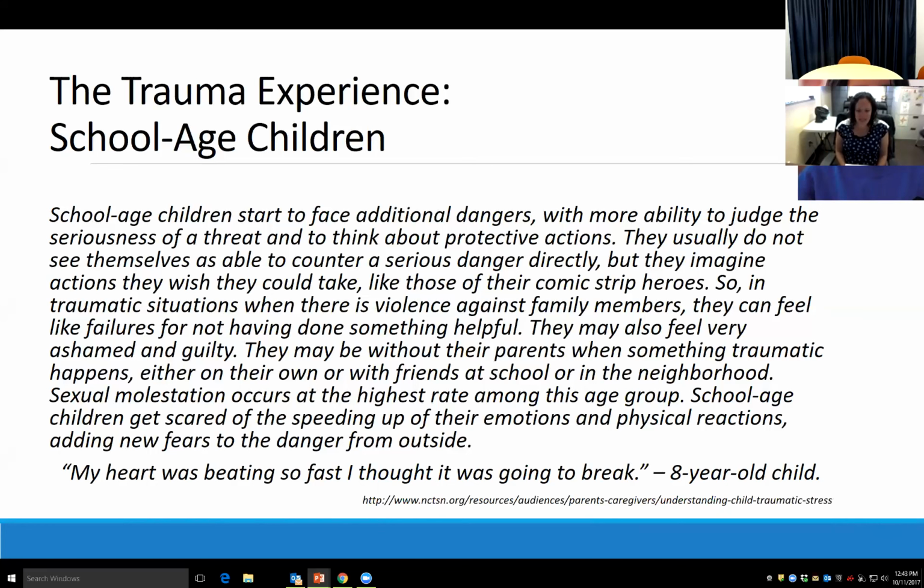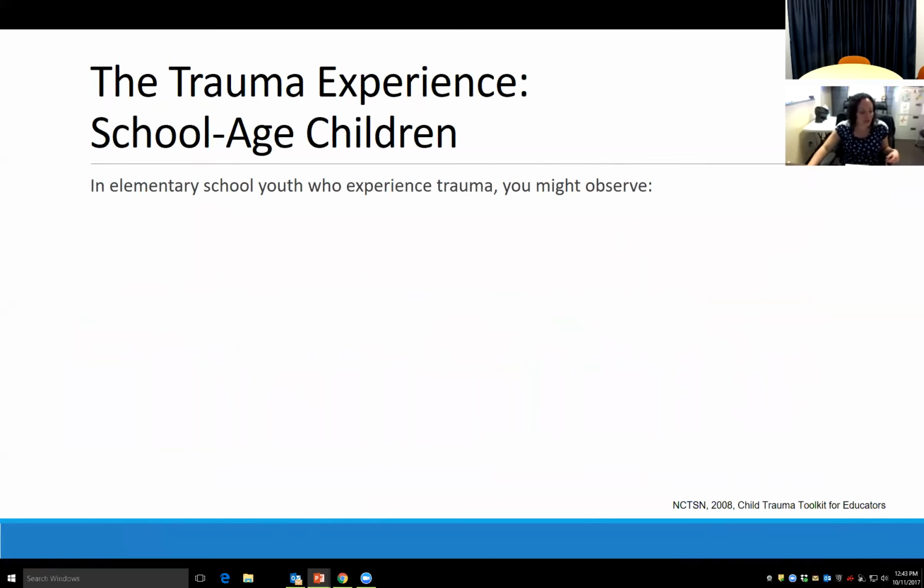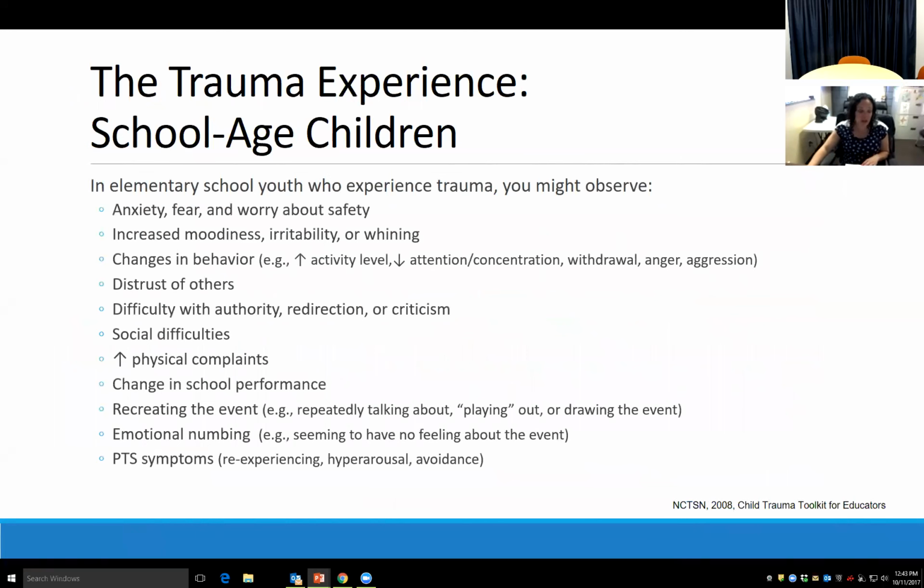So they may say, and then I stopped my mommy from hurting my daddy. It may not be true, but it's their way of trying to make sense of all this in a way that feels more comfortable to them. We also see more feelings of helplessness and misassignment of fault, so where the blame is being placed can be not appropriate. So we're going to look at elementary and then middle school age, some of the behaviors you might observe. And what we'll find is that there's a lot that's similar, but there are some subtle changes throughout the years.